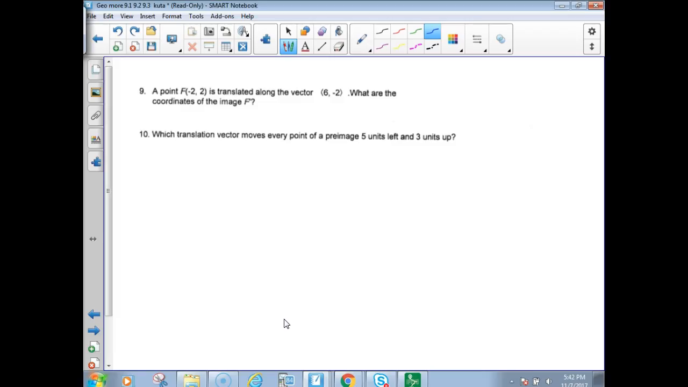We seem to have multiple repeated numbers here. This is another number 9. Anyway, for this problem that says a point F at -2, 2 is translated along the vector 6, -2. What are the coordinates of the image? Okay, so F prime is going to be, you're going to add 6 to the x coordinate, -2 plus 6, which would give you 4. And we're going to add -2 to 2, or subtract 2, and get 0. That would be the answer.